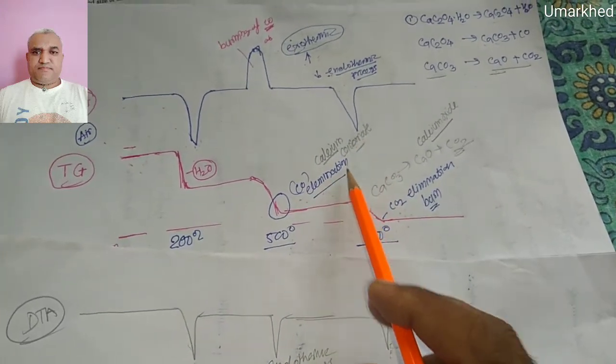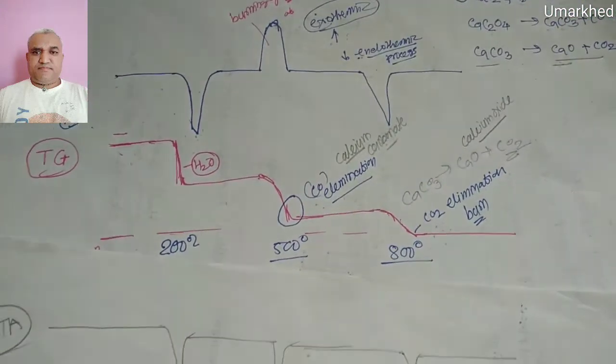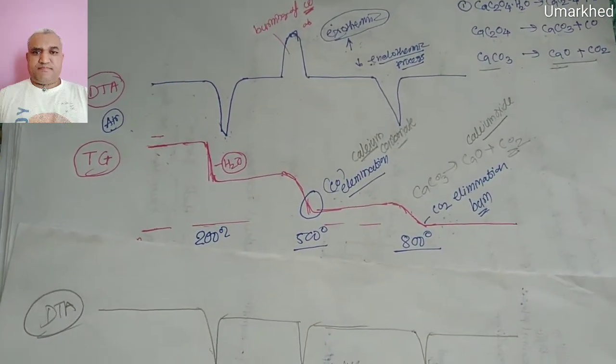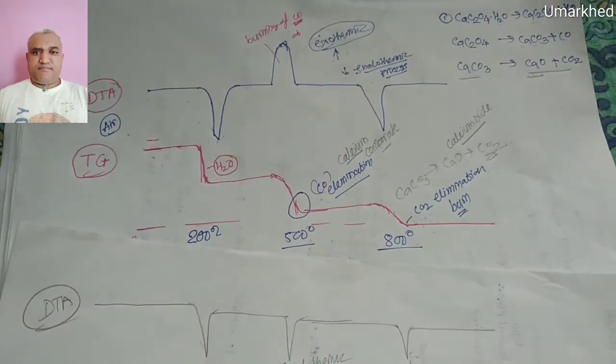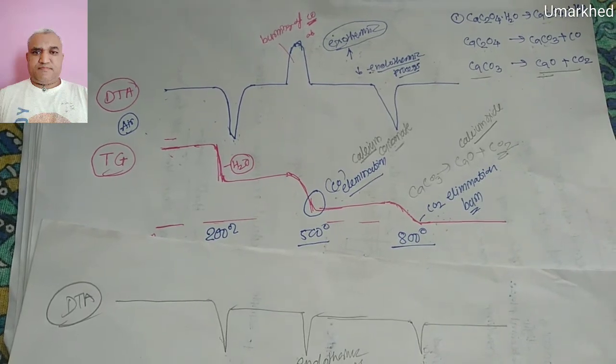This is all about the difference in the simultaneous study of the DTA and TG curves. These are very important questions, 5 mark questions in the university exam.